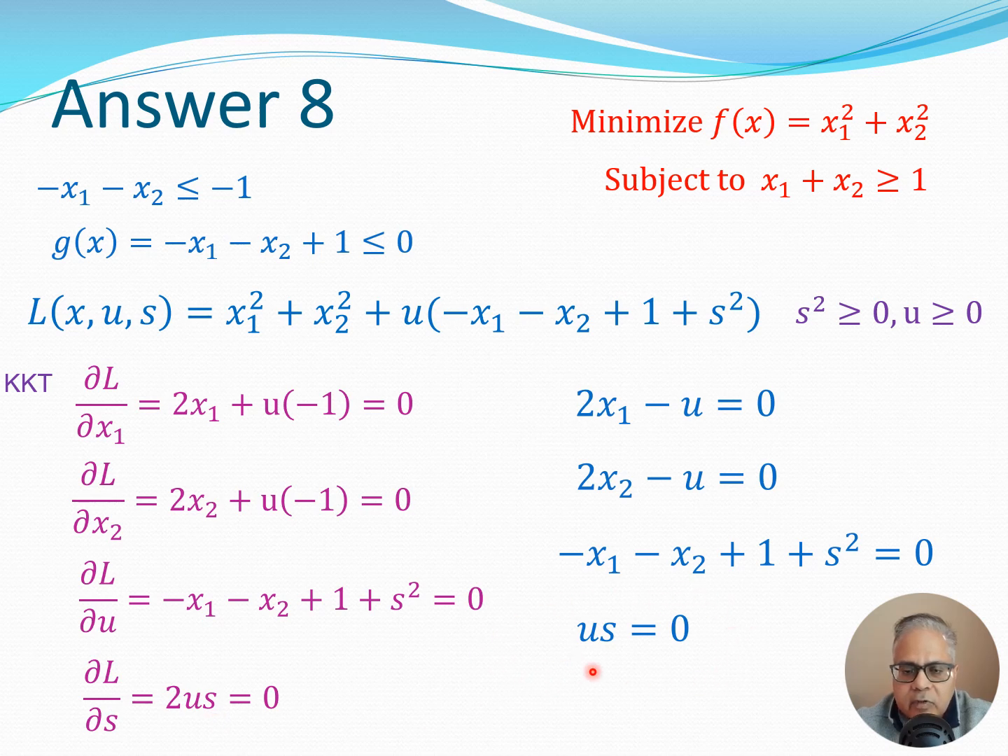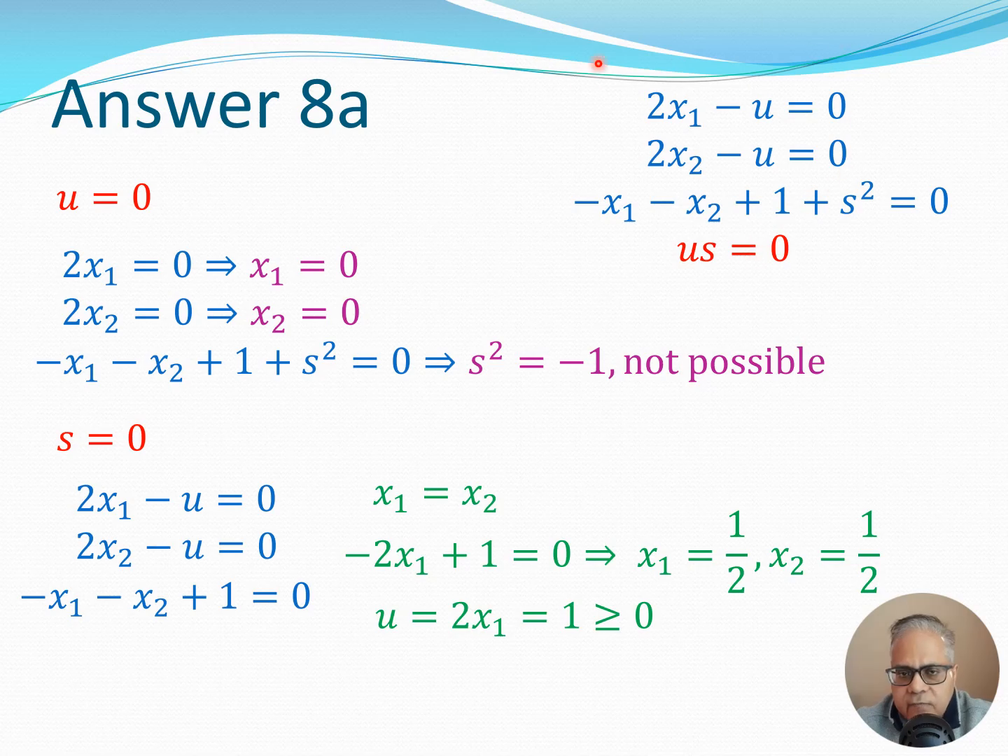Now, this particular equation which you get in the case of the inequality constraints is also known as the switching condition. Now let us take these 4 equations, and we are going to look at the different cases which are possible with the switching condition us equal to 0. So I have written those 4 equations here, and we are going to consider these cases one by one.